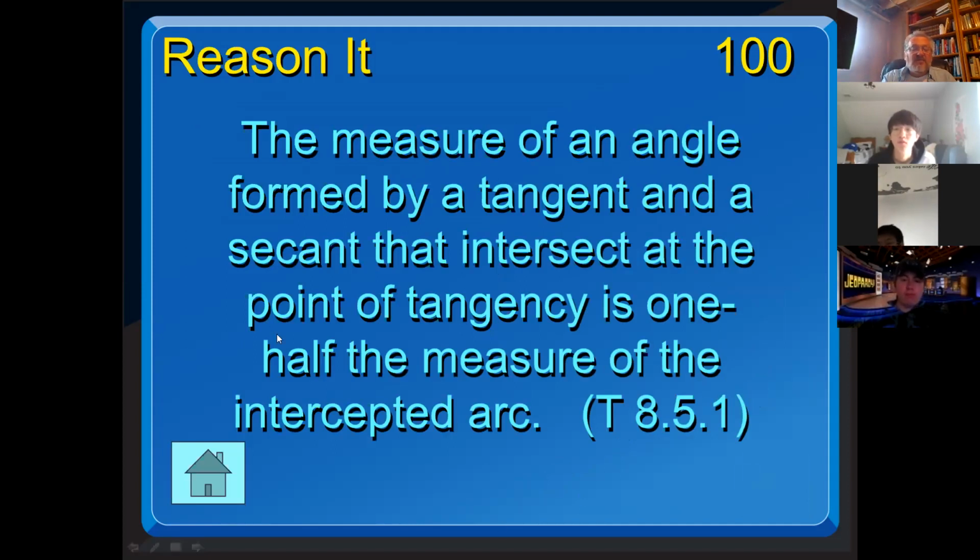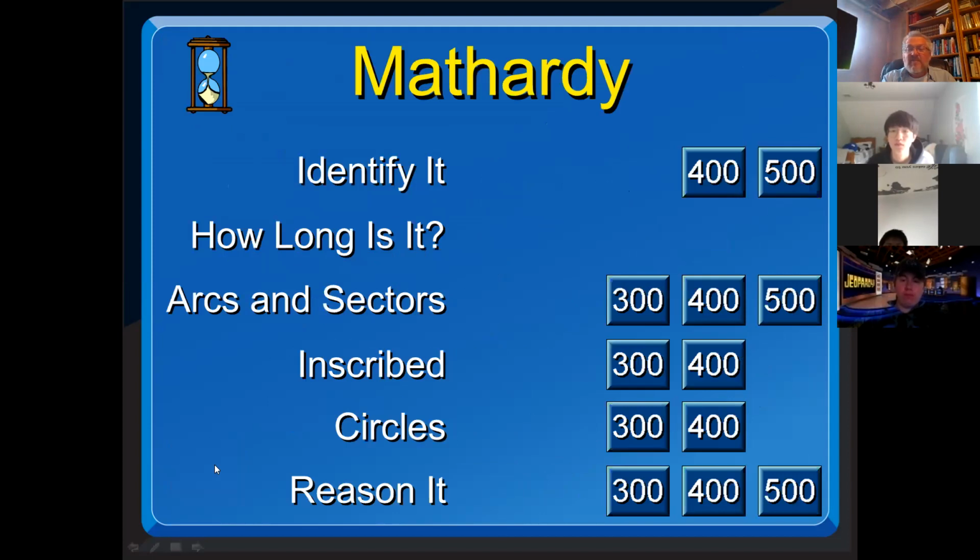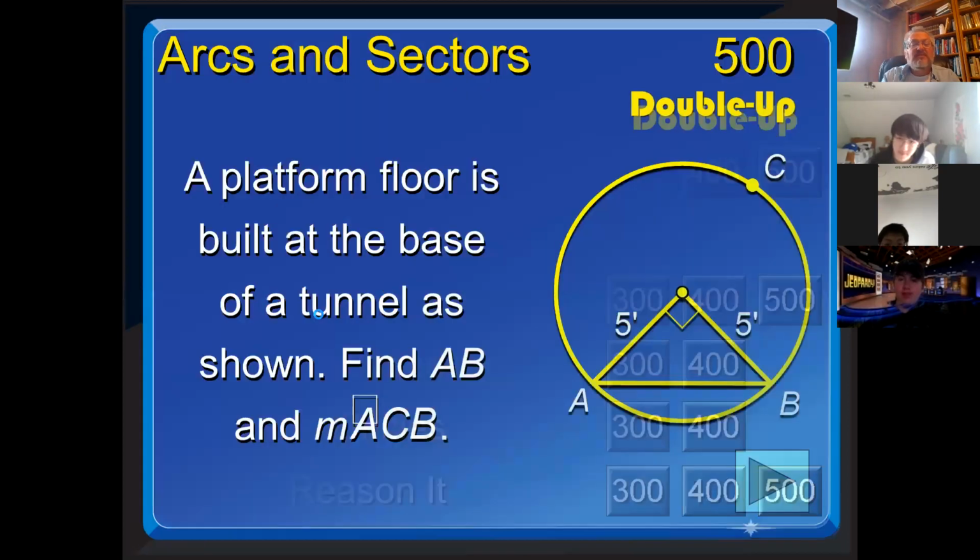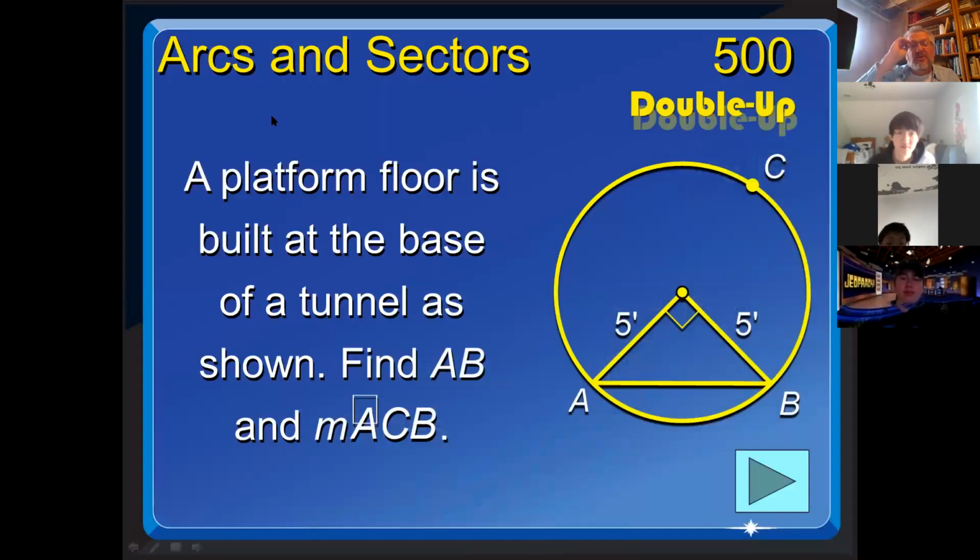Yeah, so this is from section 5. Go ahead, Jason. Arc is sector 500. A platform floor is built at the base of a tunnel as shown. Find AB and the measure of ACB. So this is pretty tricky. You'll have a couple different equations that you have to do here.